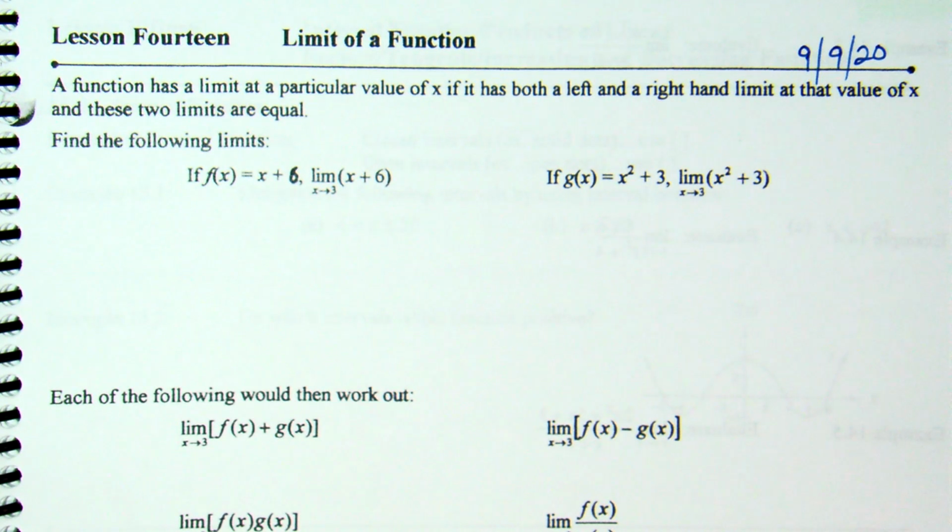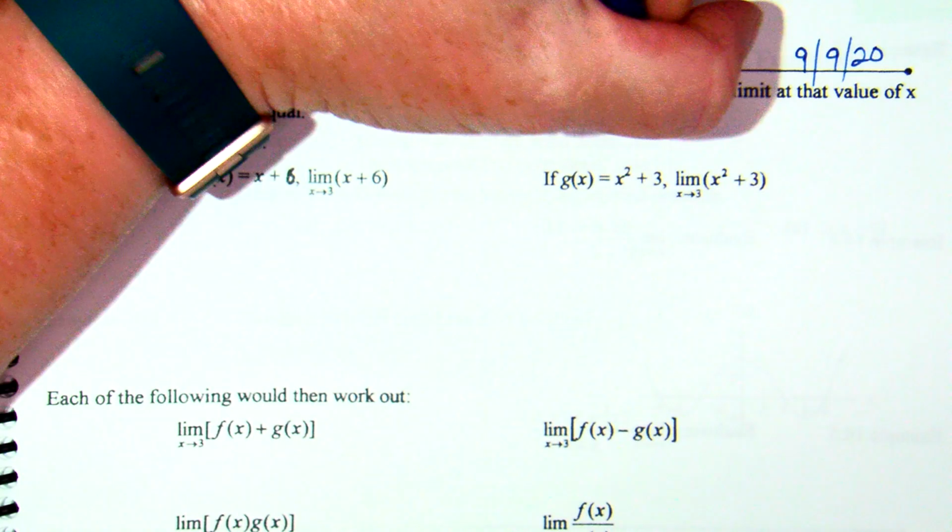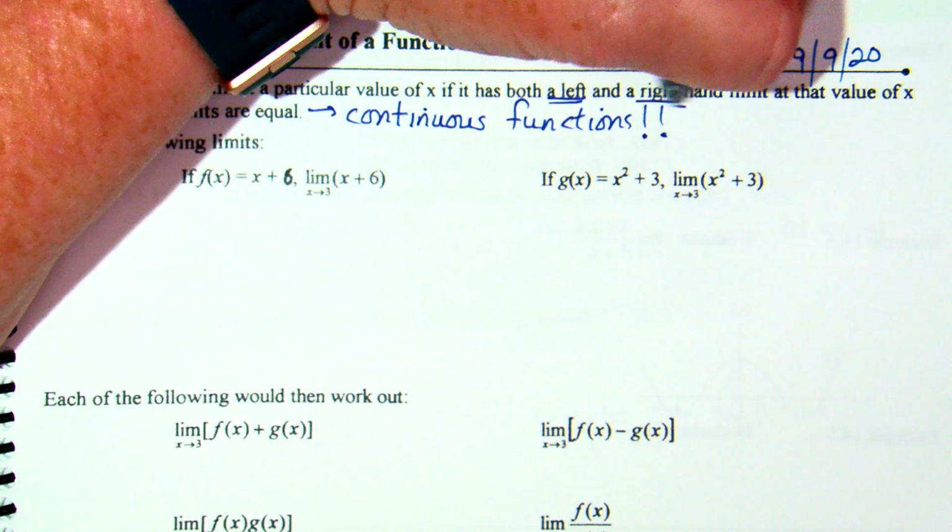Now, part of what that means is that these need to be, I'm going to throw in the word continuous. So for a limit to exist, we need to be talking about continuous functions. That is actually part of our definition for whether a function is continuous: it's continuous if the left and right hand limits meet.